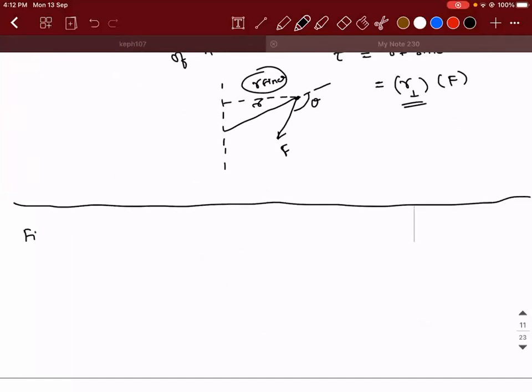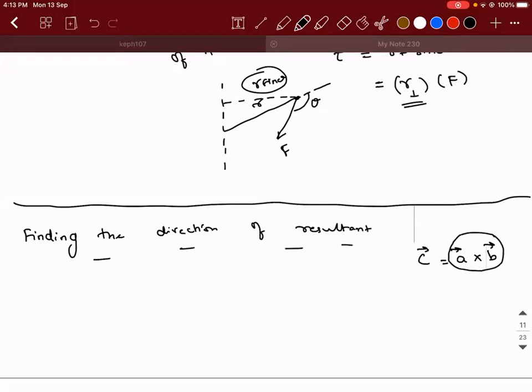Next is finding the direction of the resultant. If I have a vector like this, C vector is equal to A vector cross B vector, then how do you find the direction of A vector cross B vector using the right hand thumb rule?